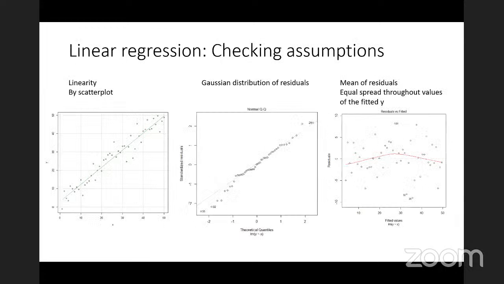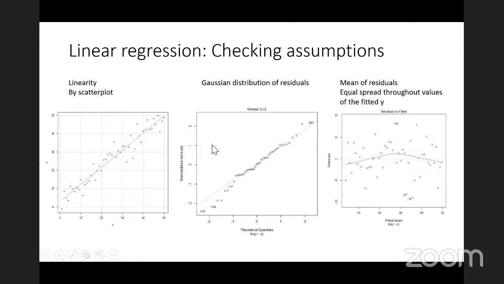Now, how to check the assumptions? The assumption of linearity is assessed by a scatter plot. As we see over here in this example, the points seem to be around a single line. So for this analysis, the assumption of linearity is met.